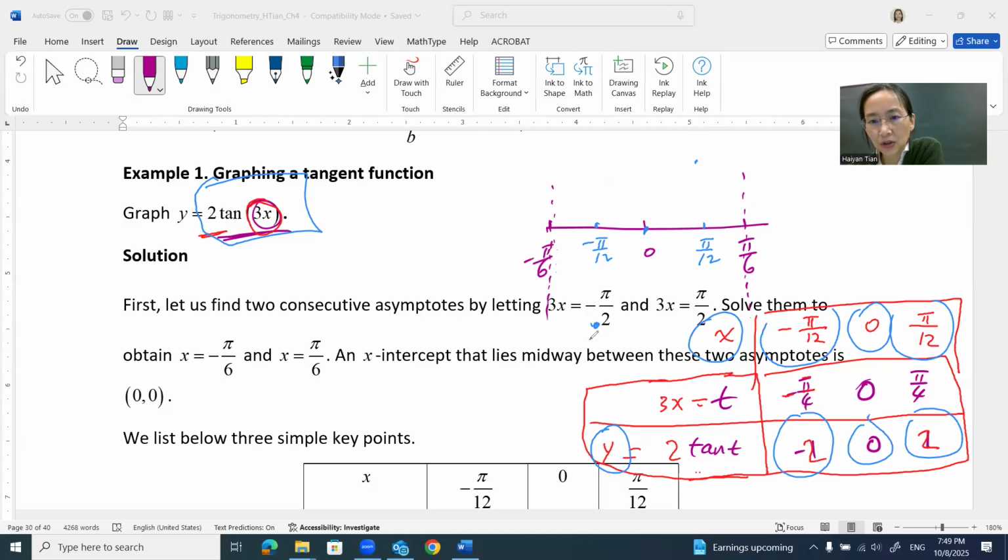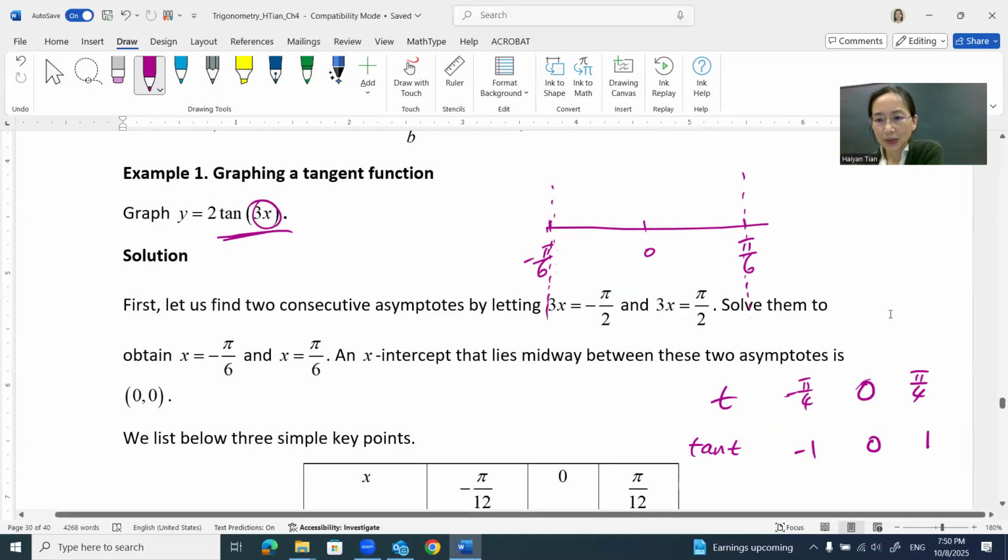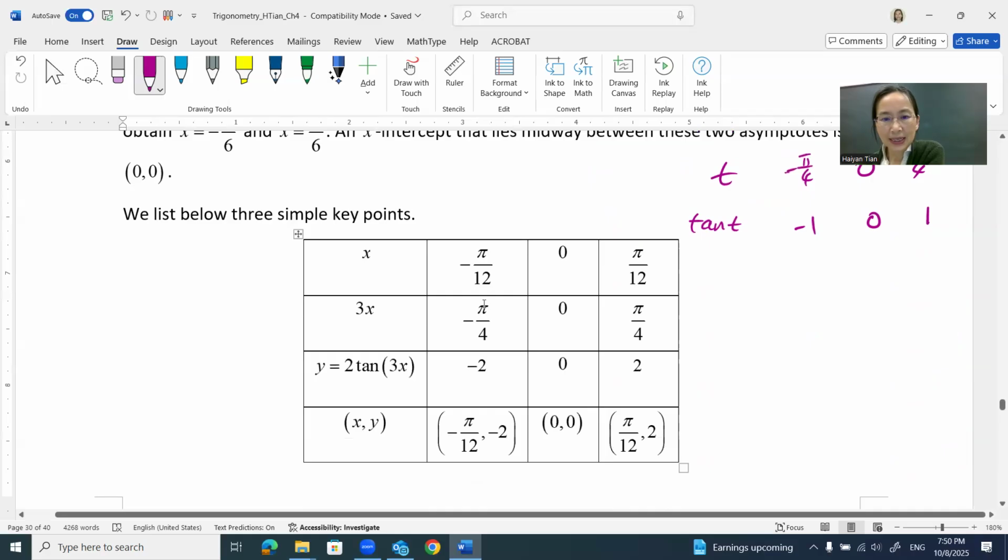So then we can do a sketch: an increasing curve passing through the origin and through all 3 points. That's one period, because we know the tangent function is increasing. And then you can extend to more than one period. So that's the process.